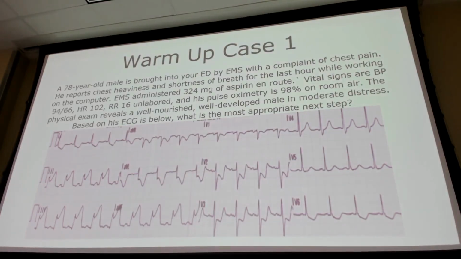All right, let's do a warm-up case. A 78-year-old male, brought to the ED by EMS, complains of chest pain, describes it as chest heaviness and shortness of breath for the last hour while working on the computer. EMS gave him 324 milligrams of aspirin en route. Vital signs are 94/66, heart rate 102, respirations 16, pulse ox 98. Physical exam: well nourished, well developed male, moderate stress. What do we see on that EKG?